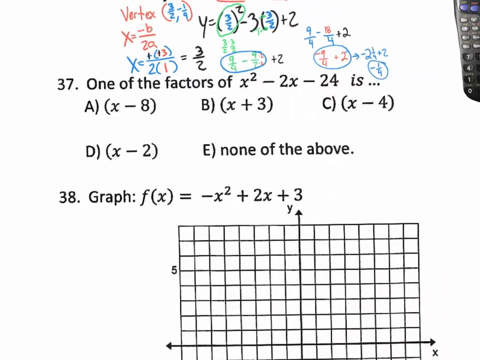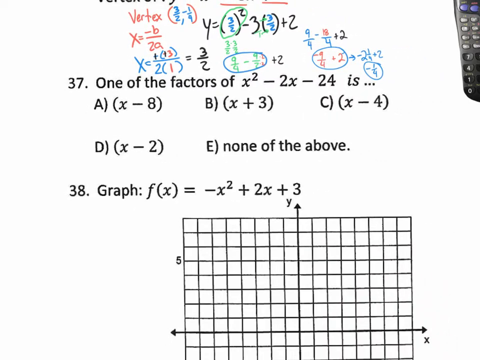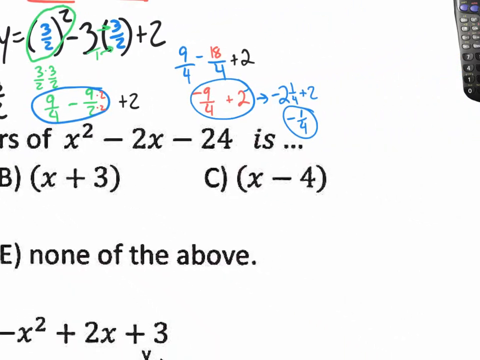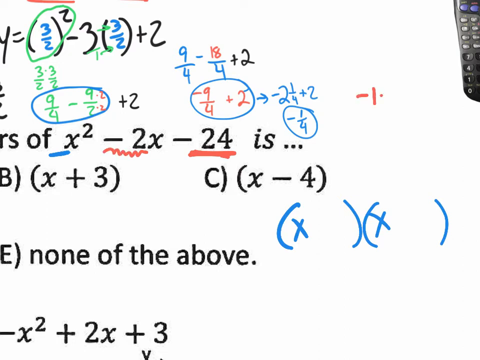Number 37, it says one of the factors. Okay, so we need to factor this quadratic trinomial equation, and the way to do that is because the a value is 1, right? There's no number in front of the x squared. You could put an x here and an x there. Then you simply think what times what is negative 24, that if you combine together is negative 2. If you don't see it right off the bat, go ahead and make a list. Negative 1 times 24, negative 2 times 12, negative 3 times 8, negative 4 times 6. Those are all the possible multiplications that multiply together to give you a negative 24.